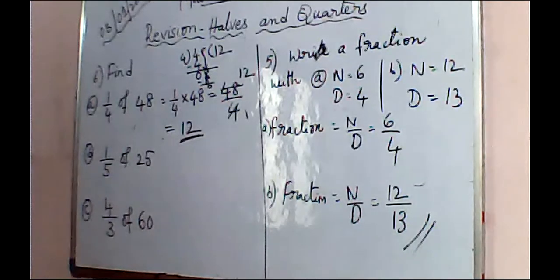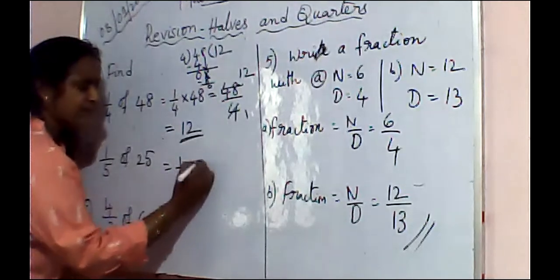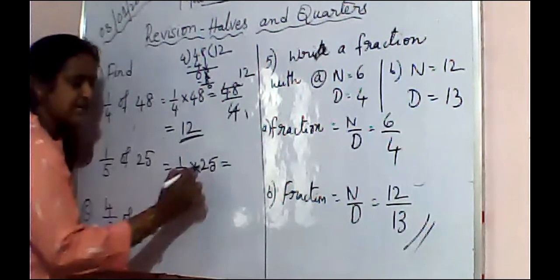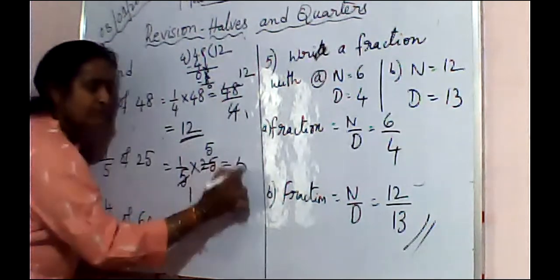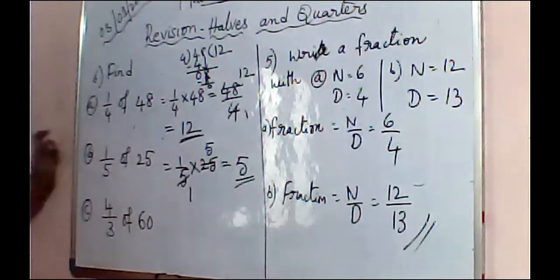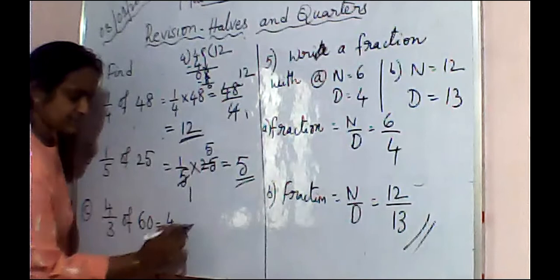Now, 1/5 of 25 means 1 by 5 into 25. How many times will 5 go in 25? 5 fives are 25. So we are getting 5 there. Is it clear, children?